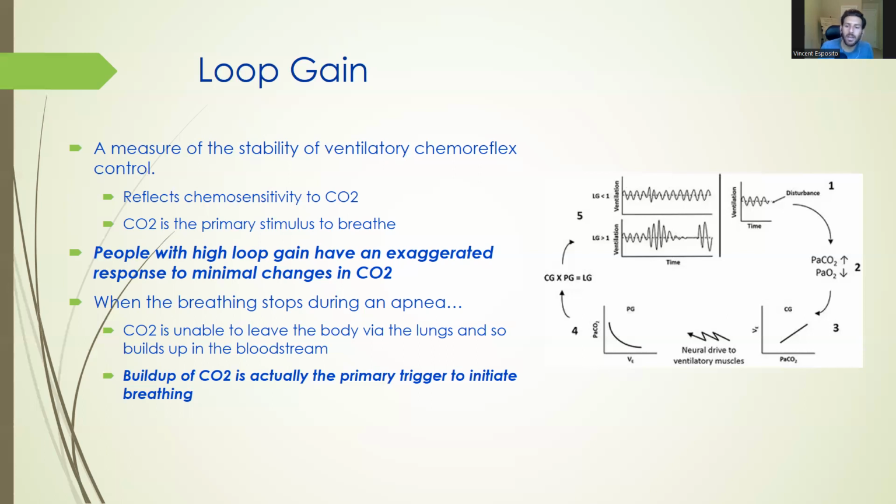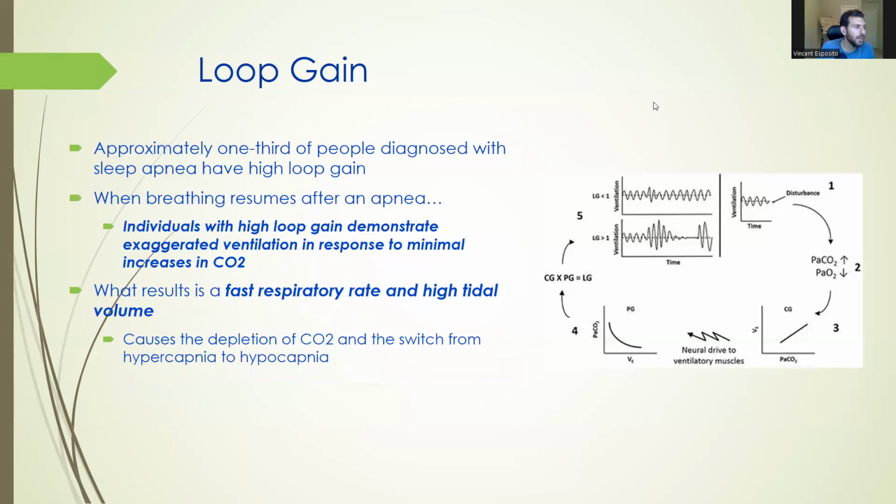So if breathing stops during an apnea, and an apnea, if you remember, is simply a stoppage of breathing, CO2 is unable to leave the body via the lungs and be breathed out. CO2 builds up and then initiates a trigger to start breathing again. Interestingly, approximately a third of people who are diagnosed with sleep apnea have a high loop gain. When breathing resumes after an apnea, we know that individuals with high loop gain demonstrate exaggerated ventilation in response to minimal increases in CO2. What results is a fast respiratory rate and high tidal volume.